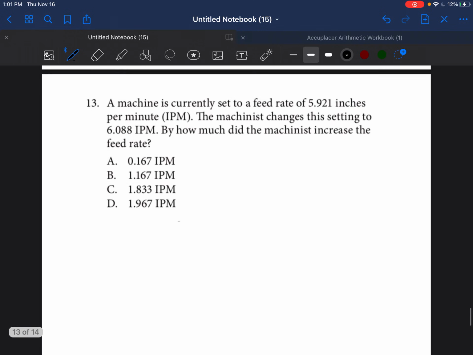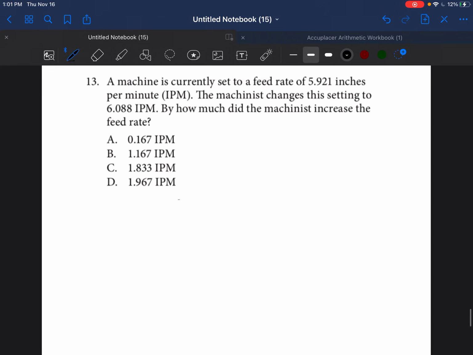Okay, let's go ahead and go to question number 13. It says, a machine is currently set to a feed rate of 5.921 inches per minute. The machinist changes this setting to 6.088 IPM. By how much did the machinist increase the feed rate?